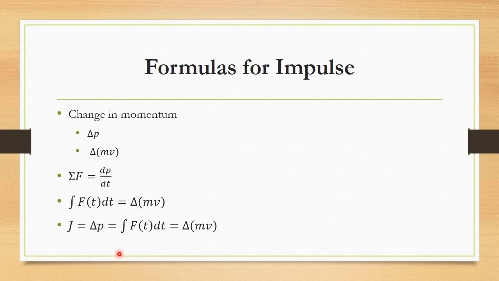These first two aren't really useful. These two, that's J and delta p, are really just definitional things. So that's good to know, but you don't really need these. These last two expressions, though, are where you're going to solve 95% of all momentum and impulse problems. Integral of F dt is equal to delta mv.